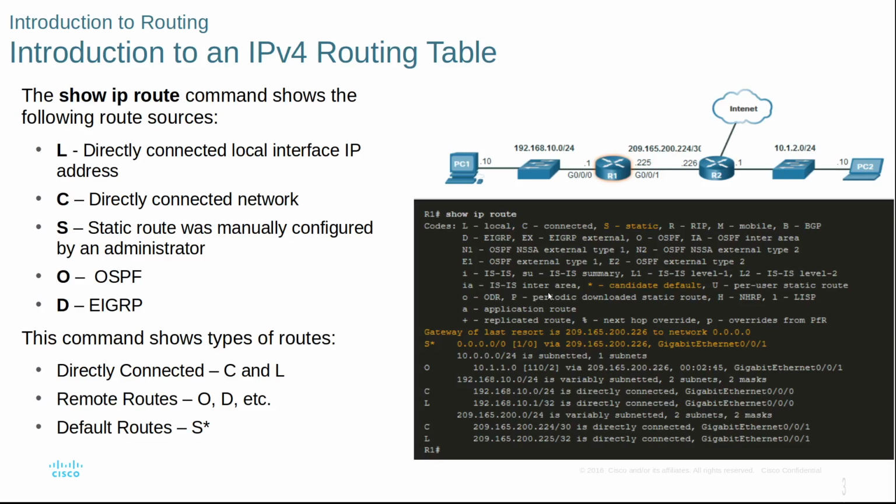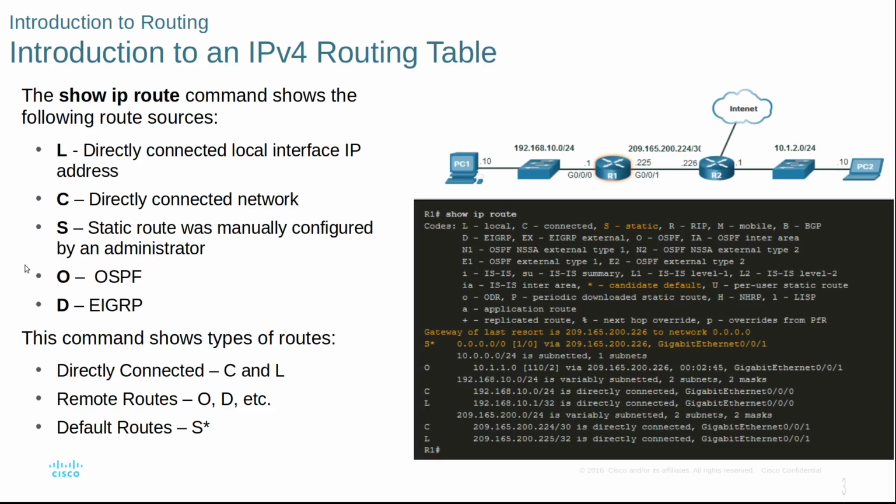Remember I mentioned that when you configure an interface and you bring it to an up status, you're actually going to get one of these, and you're going to get a directly connected network indicated by a C as well. So two of these, an L and a C, for every single interface that you have on the router. Then you might have static routes that were manually configured by the admin. They're going to show up with an S.